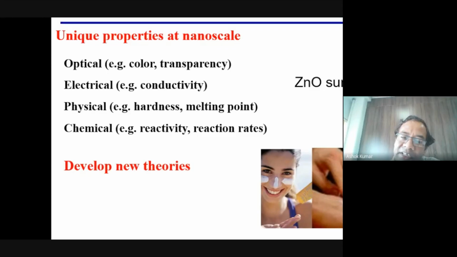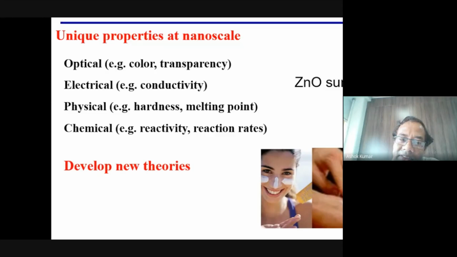So that means melting point will reduce. So this is the universal phenomenon. So the melting point is expected to get reduced when you reduce the size. And then you already know the reactivity, reaction rate, everything is dependent on the surface area.